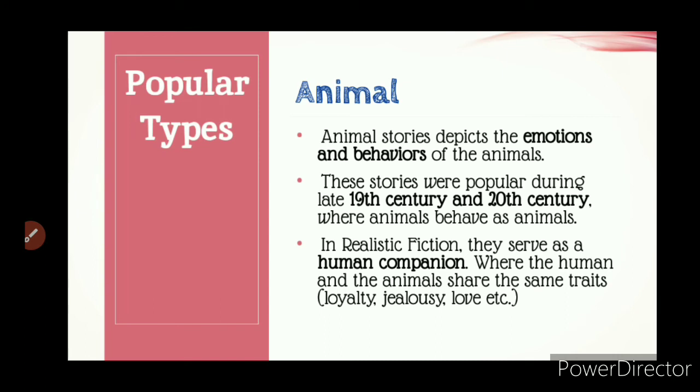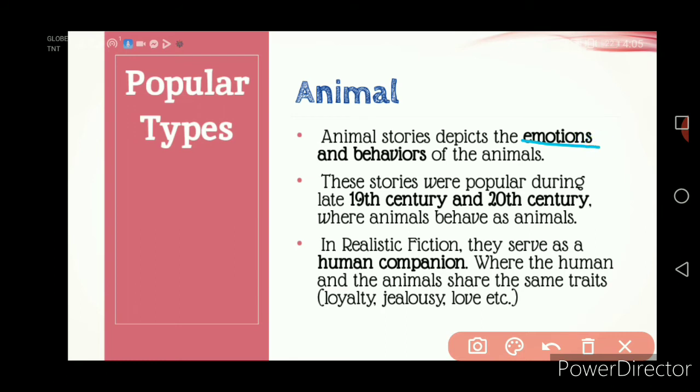Another popular type is the animal. Animal stories depict the emotions and the behaviors of the animals. Unlike humans, animals can only express themselves through their actions. So in the earlier times, animals were only described normally. They behave just like an animal. In realistic fiction, they serve as a human companion, where the human and the animal share the same traits. So in the genre of fiction, animals can speak and act like a human.